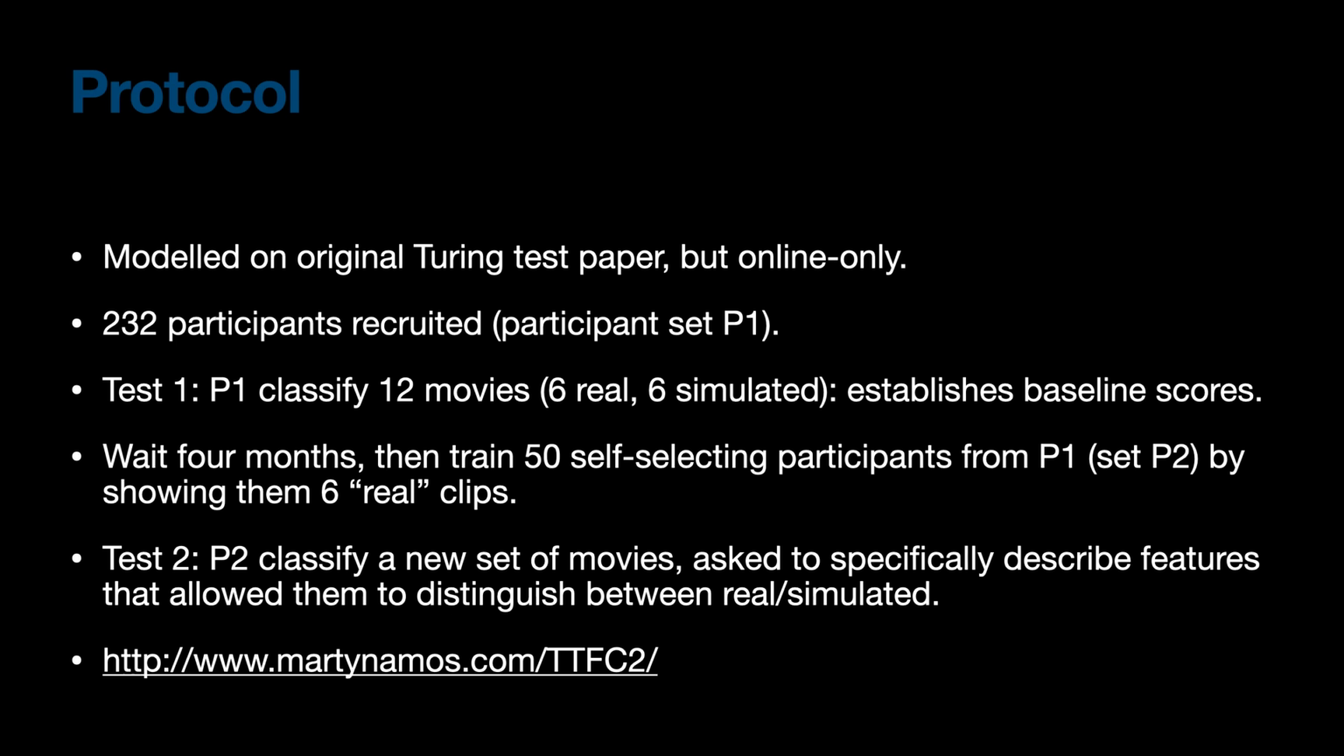So remember, these 50 people each had a baseline score from the original test, and we then trained them by asking them to watch 6 movies that were explicitly labelled as representing real crowds. And then they had to do a second classification test. And this time they were asked to specify any features of the real crowds that allowed them to spot the real crowds. And the test is still available online if you want to give it a go yourself.